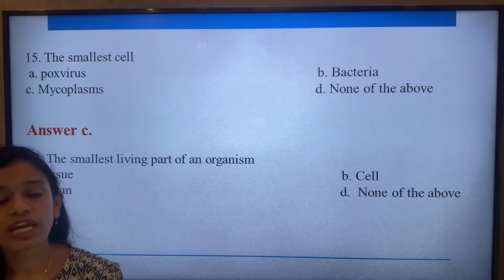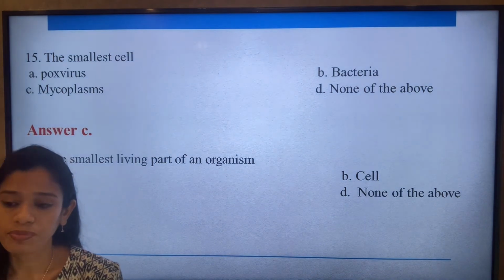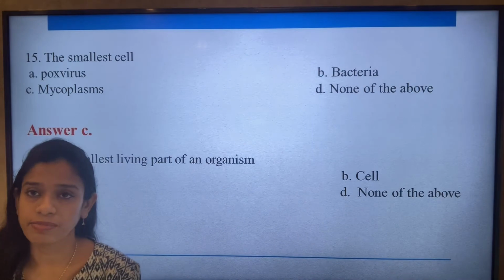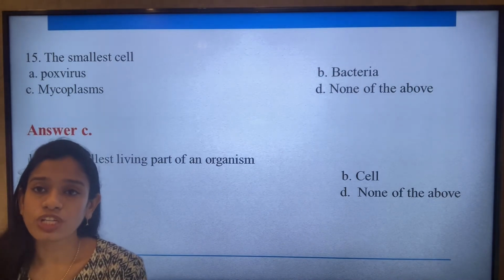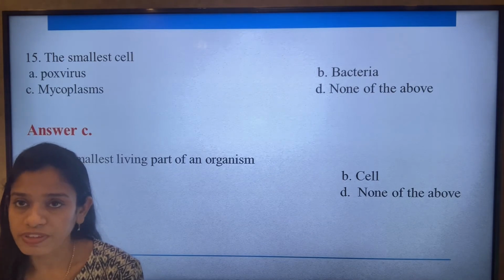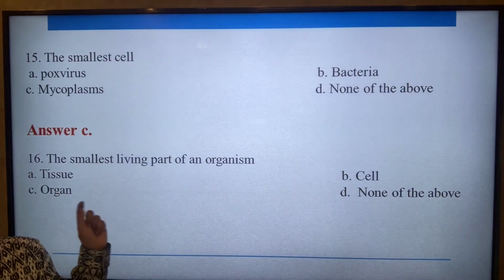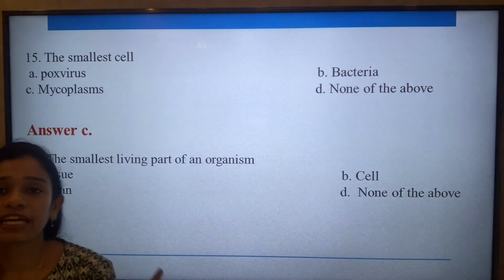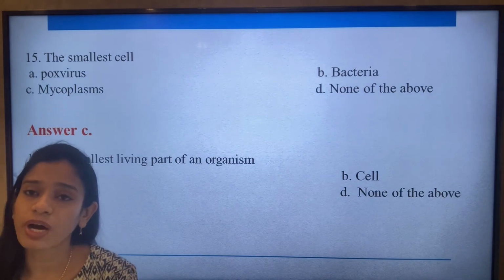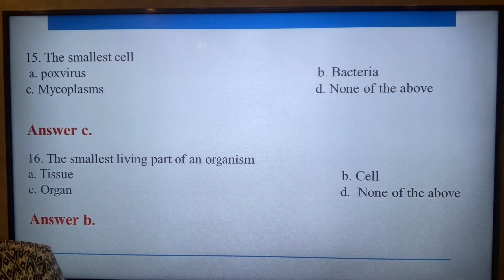The next question, the smallest living part of an organism. If you think of an organism like that of humans, we are actually huge. So what should be the smallest living part? Is it the tissue, the cell, the organ, or none of the above? It is B, the cell, which is the smallest living part of any organism. So it is option B.